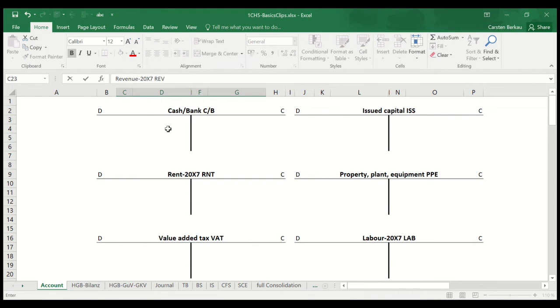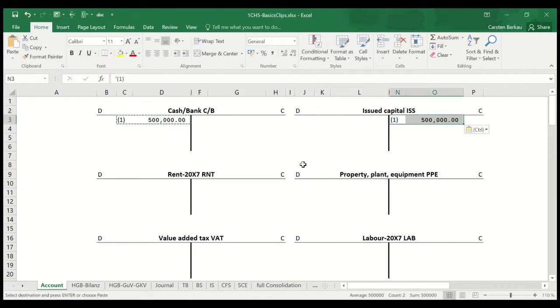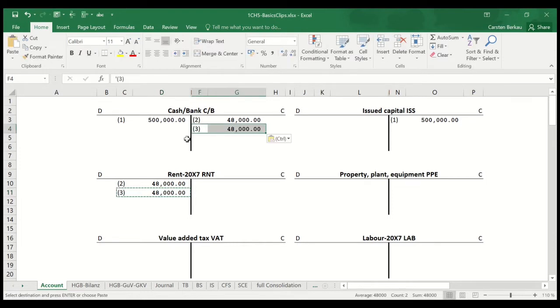Company GOUSBLOOM is established in 2007 with 500,000 euros. The company pays rent for 2007 to the extent of 48,000 euros. Furthermore, the company pays rent for the next accounting period 2008. The company buys property, plant and equipment for 144,000 euros.